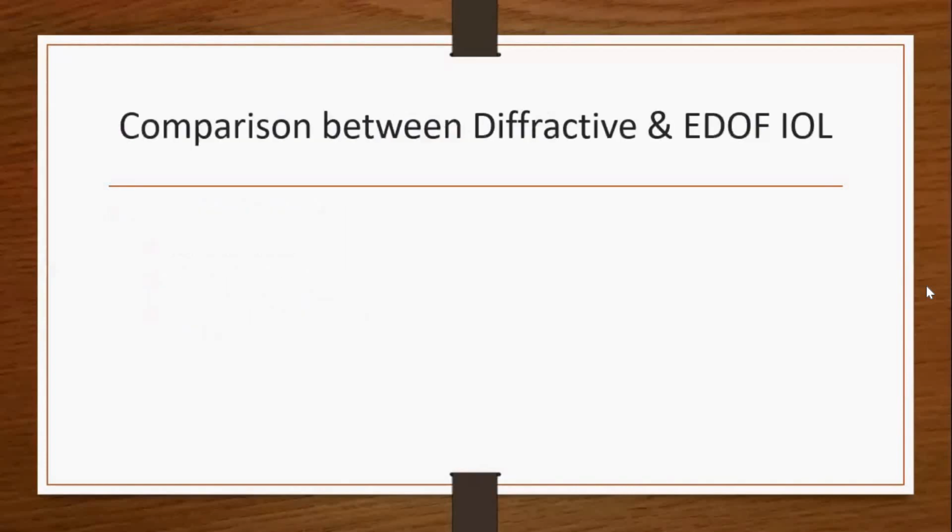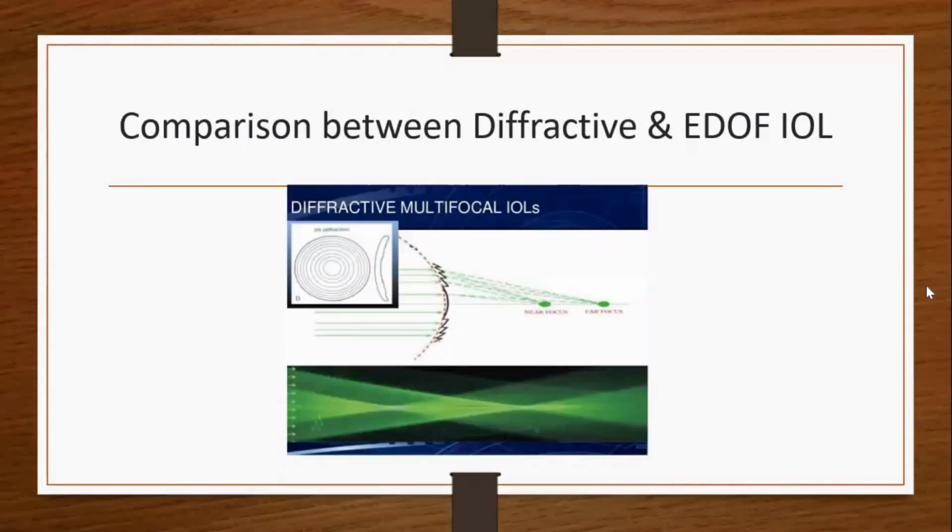Here I will give you some pictures. I am showing a picture now which gives the comparison between a diffractive IOL and the EDOF IOL. You can see here, this is the back side of the diffractive lens. Each ring will have a sharp edge, so that the bending of light will be more, and then the patient will have a different focus, one for near and one for far. So you can see here, this is a near focal point and this is a far focal point in a diffractive lens.